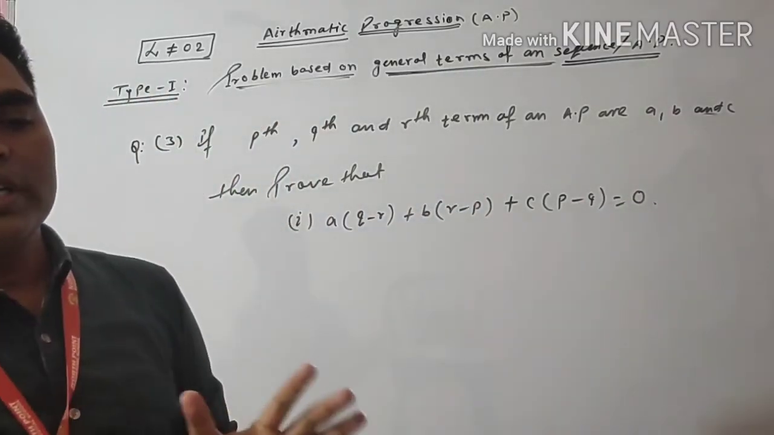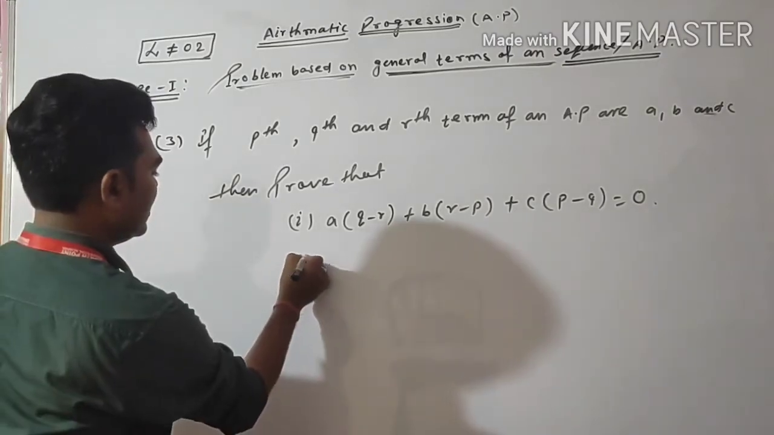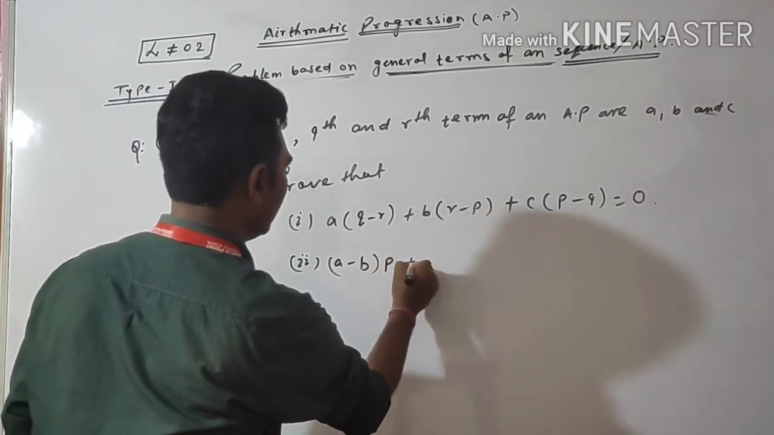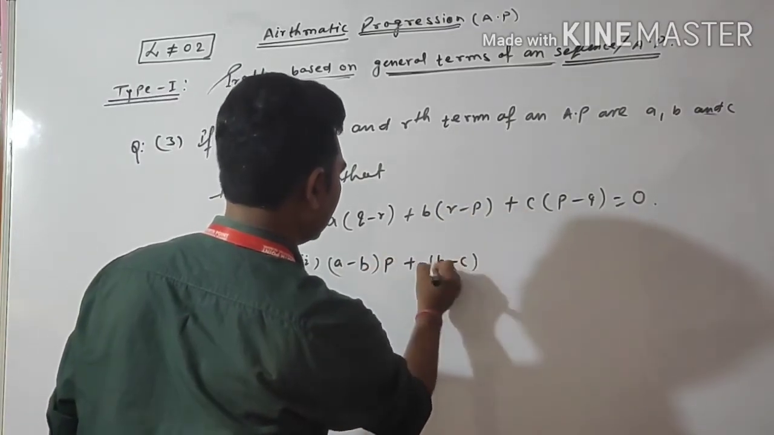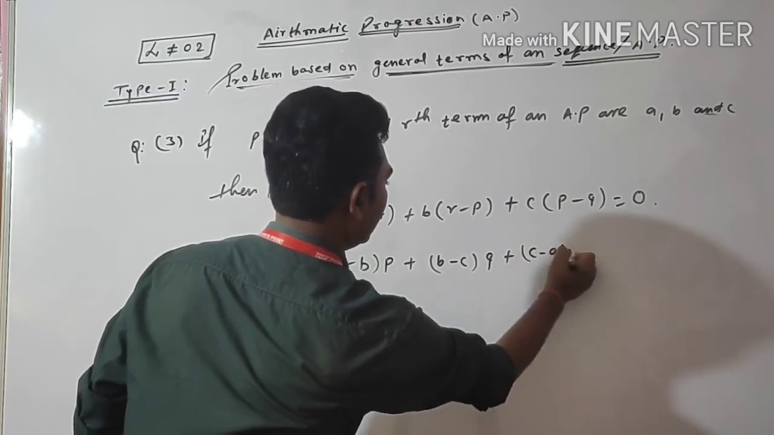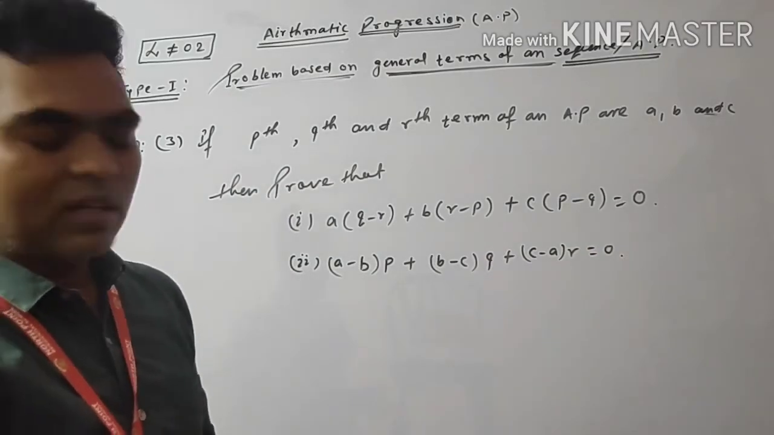Okay, got it? First question clear. And second, (a minus b) into p plus (b minus c) into q plus (c minus a) into r also equals 0. Clear?